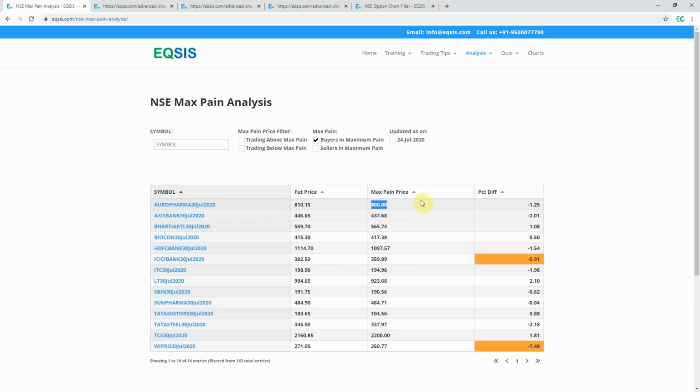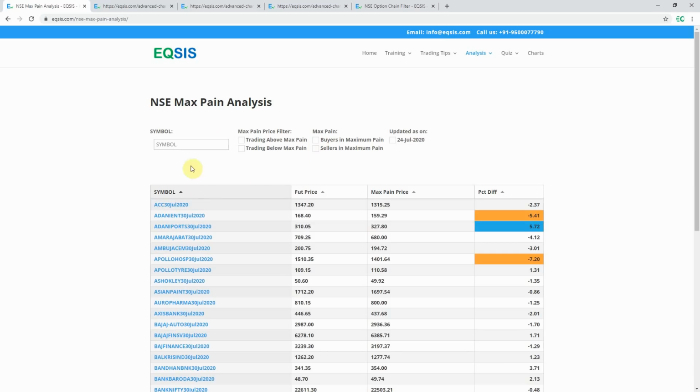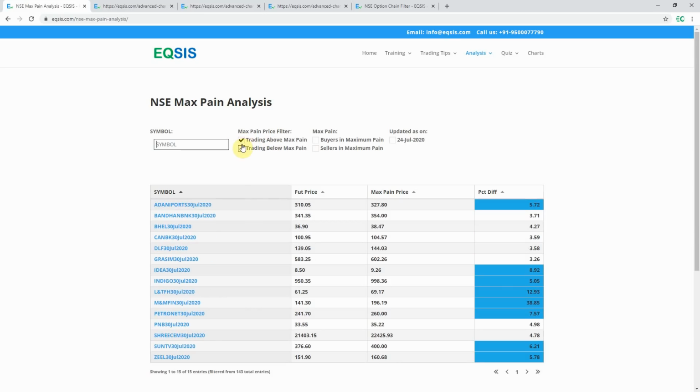But anyway, coming back, in a quick note, I hope you guys got some clarity in terms of how to use this particular tool. So we have a symbol-wise filter. We have almost all futures and derivative contracts available here, and they are trading above max pain and trading below max pain. So if I click on here, you get to know the companies which are above the max pain.